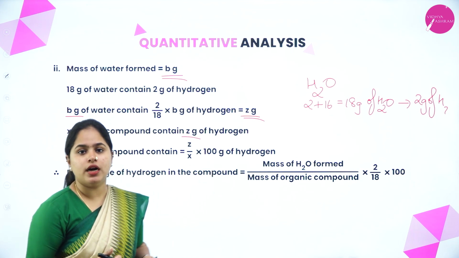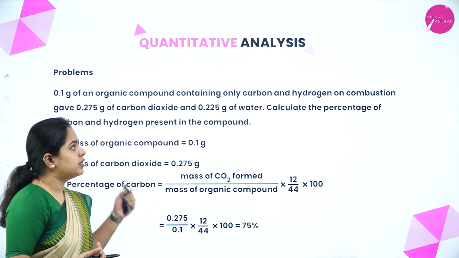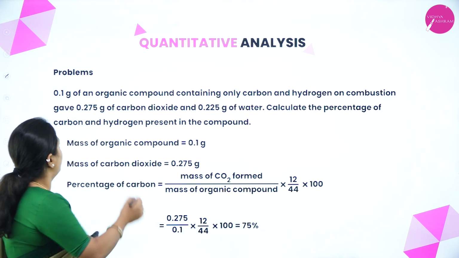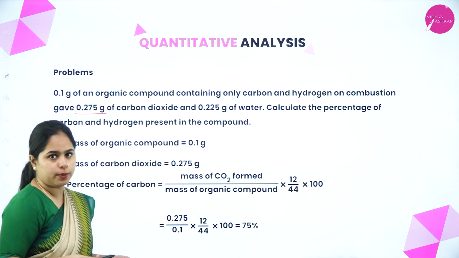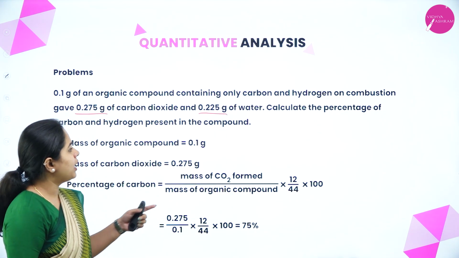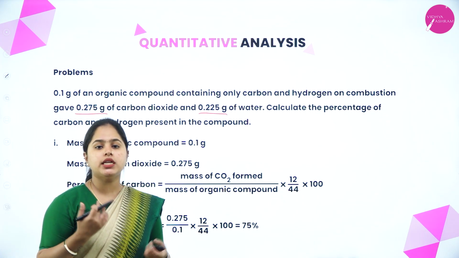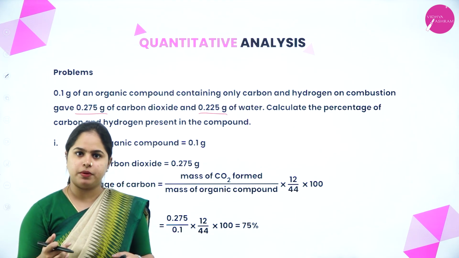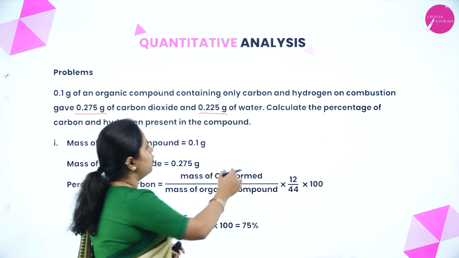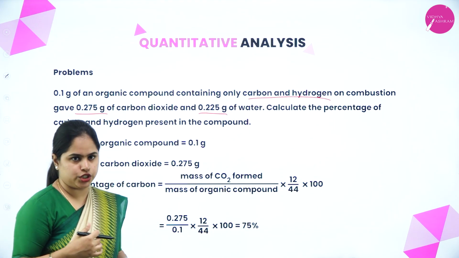So let's do a numerical based on this now. 0.1 gram of an organic compound containing only carbon and hydrogen on combustion gives 0.275 gram of carbon dioxide and 0.225 gram of water. Now calculate the percentage of carbon and hydrogen present in the compound. We have to calculate the percentage of carbon and hydrogen present in the compound, and it is given that the organic compound contains only carbon and hydrogen. So we can use Liebig's method and the calculation there, right?